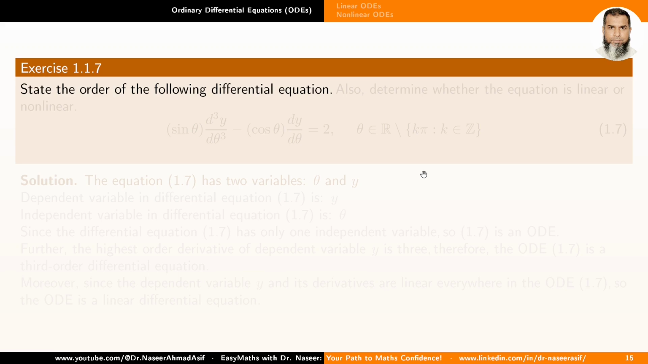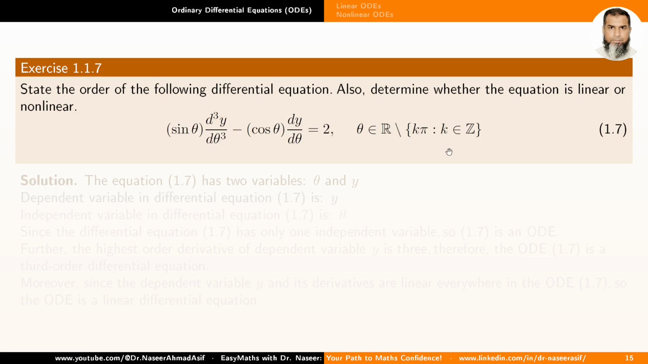State the order of the following differential equation. Also determine whether the equation is linear or non-linear. We'll see the solution. The equation 1.7 has two variables theta and y.